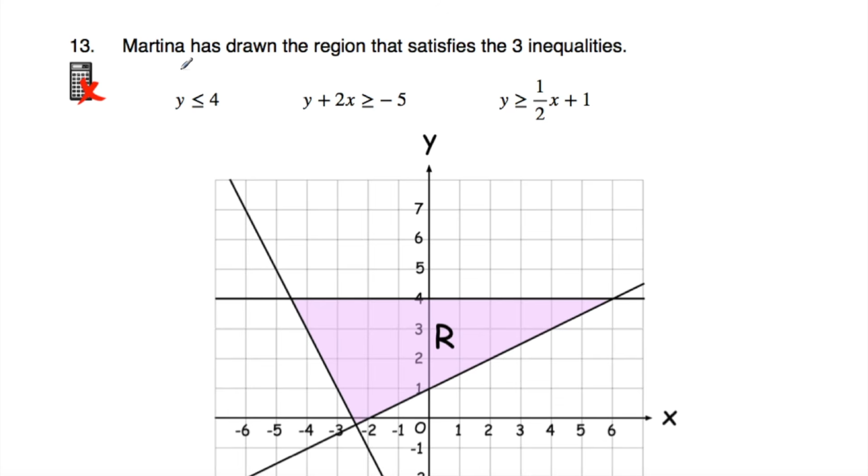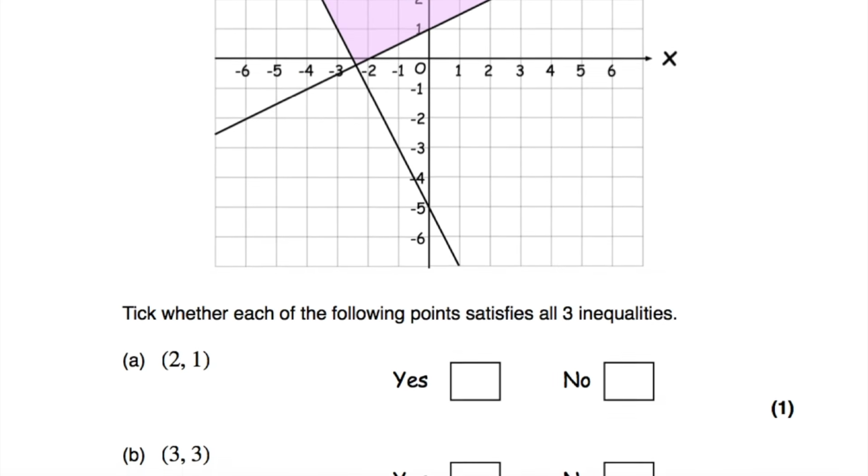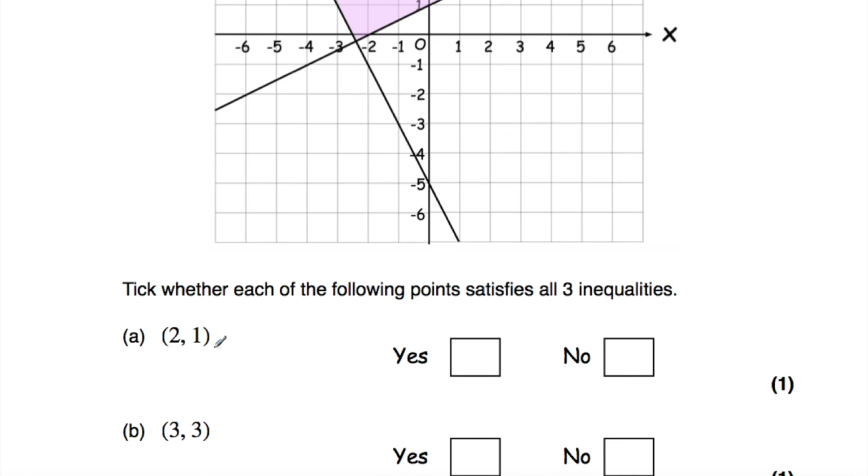So question number 13 says, Martina has drawn the region that satisfies three inequalities. y is less than or equal to 4, y plus 2x is greater than or equal to negative 5, and y is greater than or equal to a half x plus 1. And we've got this region here. And the question says, tick whether each of the following points satisfies all three inequalities. So we've got the first point, 2, 1.